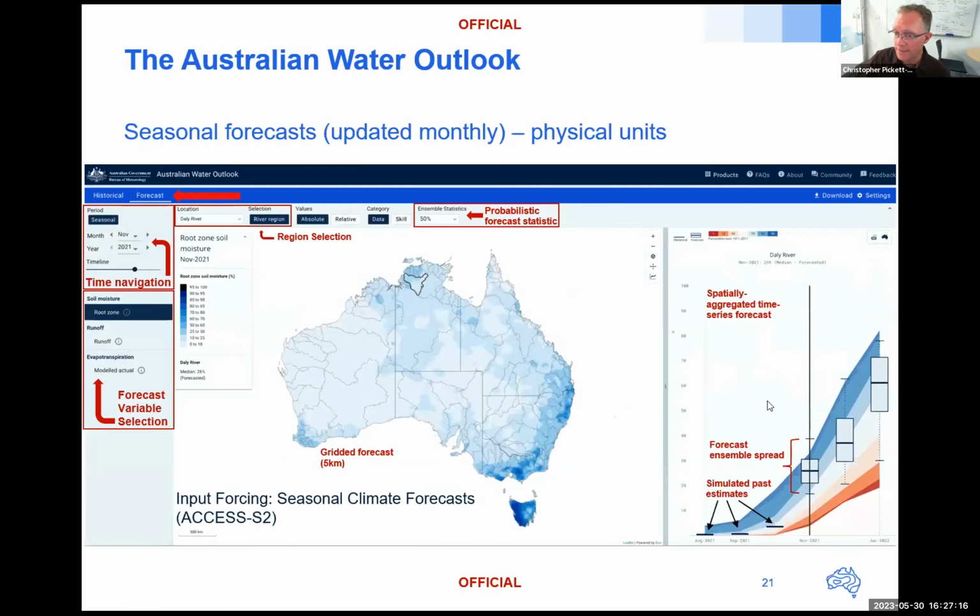This is an example where we're producing a forecast of root zone soil moisture. That's the soil moisture in the first meter of soil across the country at a 5 kilometer resolution. We provide a map, and that's actually the 50th percentile of the forecast, so it's basically the median of the forecast. We also produce a time series for different regions across the country, either points or river regions, but we also do these for state jurisdictions.